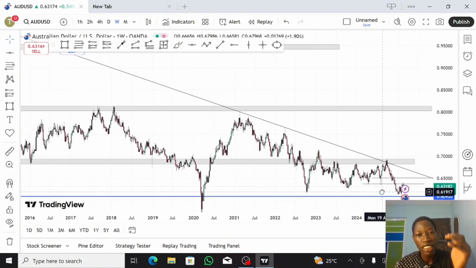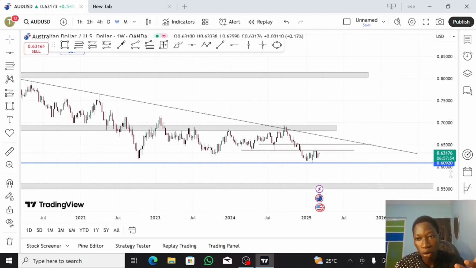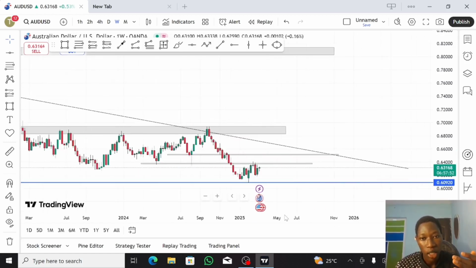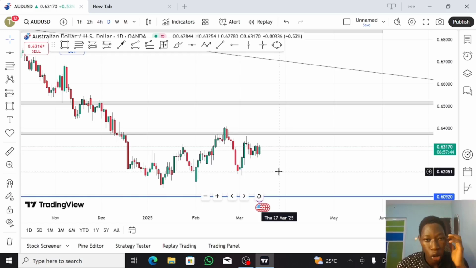Do you understand? And it is better to be selling in a downtrend. But you can see that this current trend now is that if you scale to the daily time frame, you can see that the current trend is an upward trend. Do you understand? It's an upward trend, right? Or it's turning to an upward trend.